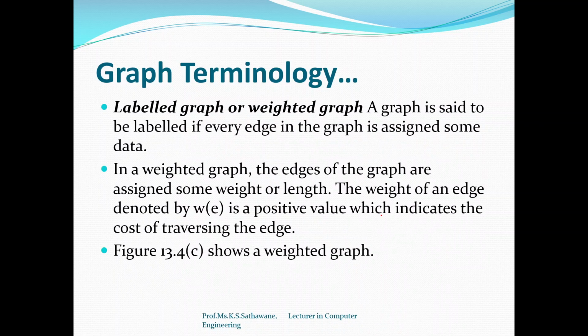Now what is a labeled graph or weighted graph? A graph is said to be labeled if every edge in the graph is assigned some data. So in a weighted graph, the edges of the graph are assigned some weight or length. The weight of an edge, denoted by W of E, is a positive value which indicates the cost of traversing the edge. So the next figure will show the weighted graph.